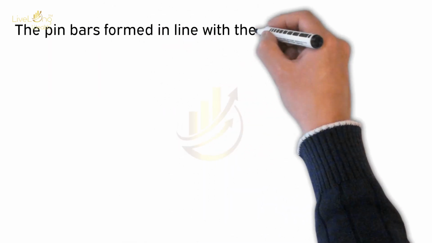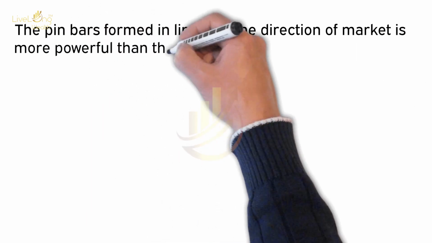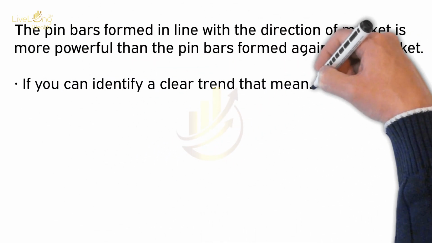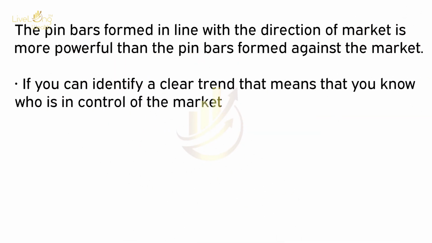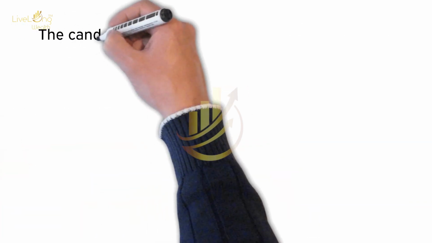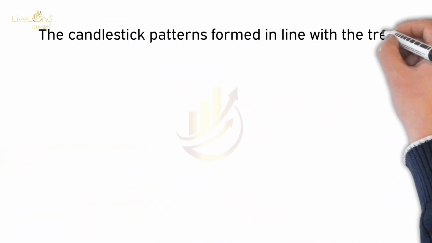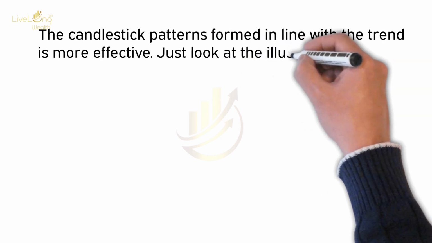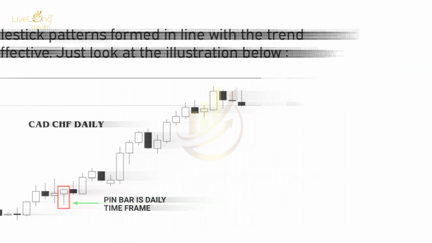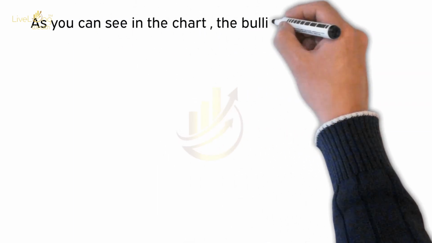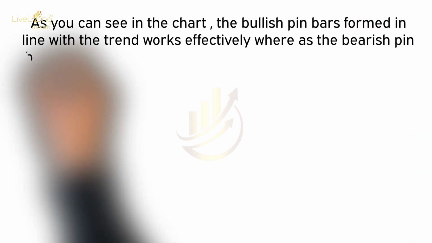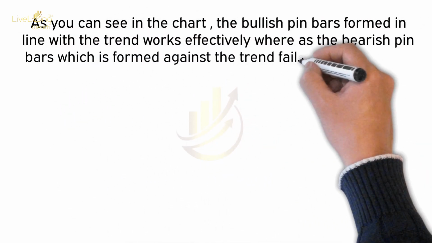Pin bars formed in line with the direction of the market are more powerful than pin bars formed against the market. If you can identify a clear trend, that means that you know who is in control of the market. Candlestick patterns formed in line with the trend are more effective. Just look at the illustration below. As you can see in the chart, the bullish pin bars formed in line with the trend work effectively, whereas the bearish pin bars formed against the trend fail, so they must be ignored.